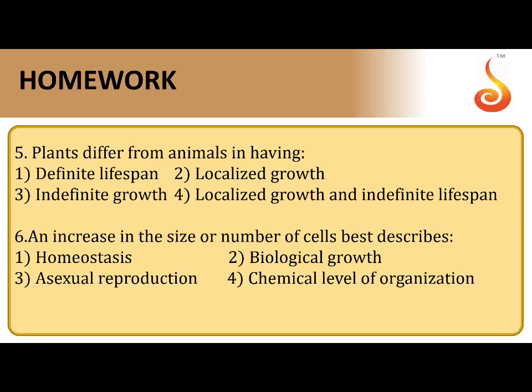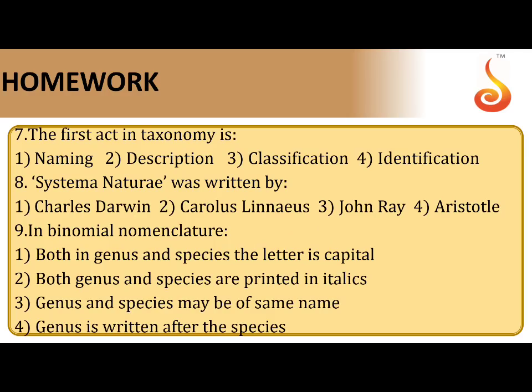Question 6. An increase in size or number of cells best describes: 1. Homeostasis, 2. Biological growth, 3. Asexual reproduction, 4. Chemical level of organization. Question number 7. The first act in taxonomy is: naming, description, classification, identification. Question 8. Systema Naturae was written by Charles Darwin, Carolus Linnaeus, John Ray, Aristotle.